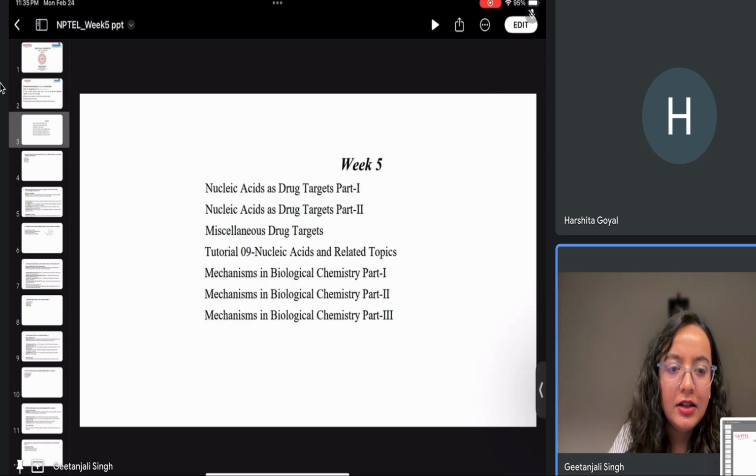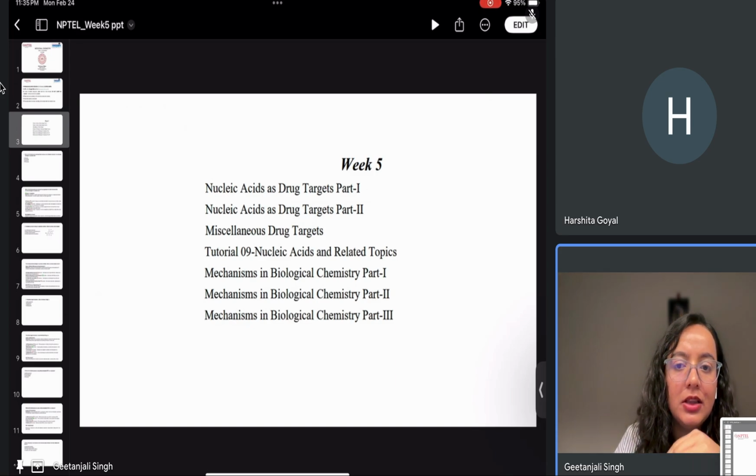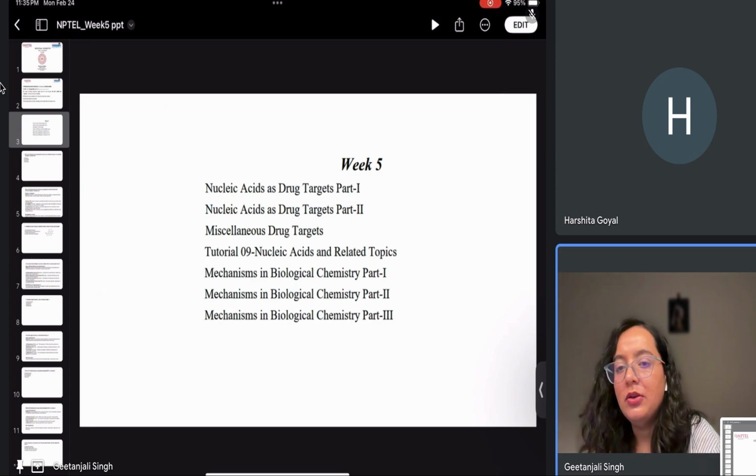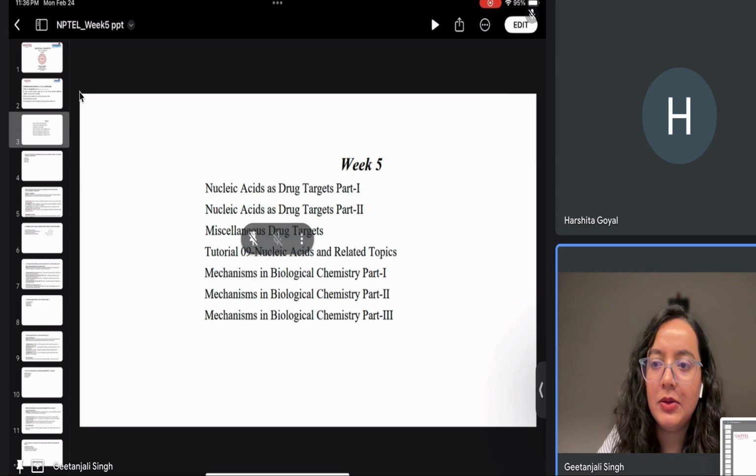So this week in class, these following topics were discussed. Went into more detail with nucleic acids as drug targets and some miscellaneous drug targets. He also discussed some of the targets and some related topics. He discussed some mechanisms in biological chemistry, which was divided into part one, part two, and part three. You might have seen those in your video lessons. So, without any further ado, I'll start with the questions.